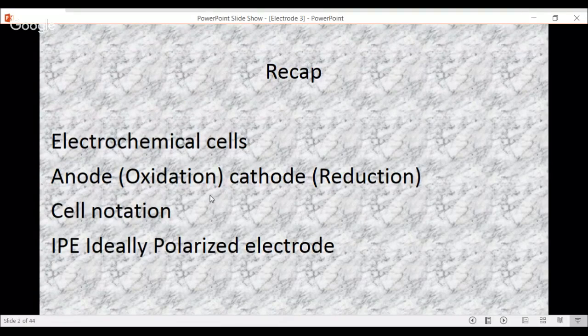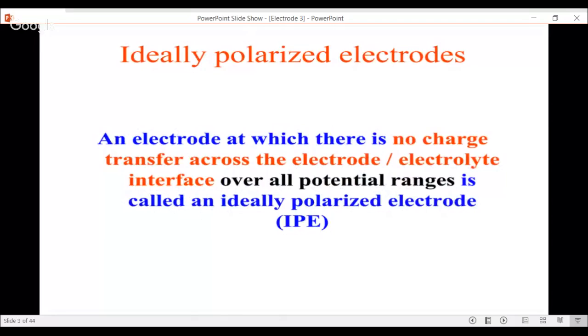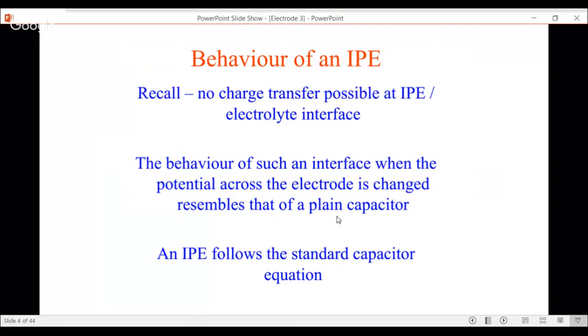It is a substitute for the indicator electrodes that we use, like mercury and platinum, which are used for finding out the potentiometric titrations. An ideally polarized electrode is an electrode at which there is no transfer of charge across the electrode-electrolyte interface over a overall potential range. Only the potential is measured here. There are no electron transfer reactions.